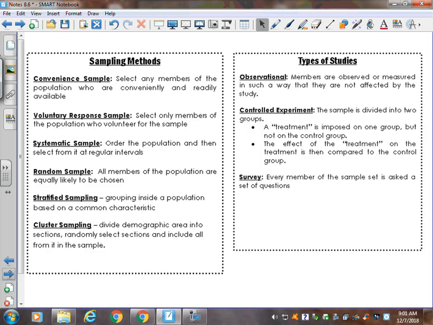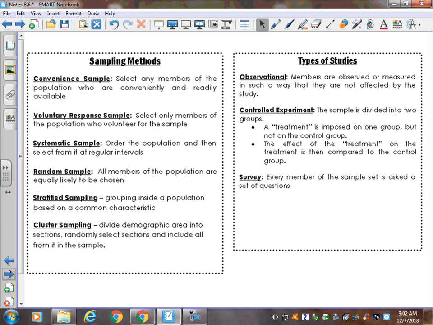So let's go over some vocabulary. Sampling methods. Convenience method is basically you just go and do it the easiest way it could be. For example, you need to do a survey and you forgot to do your homework last night. You were supposed to call people and ask these questions and you didn't. So you just ask people on the bus. That's convenience.